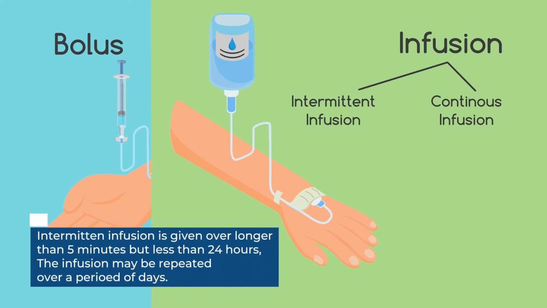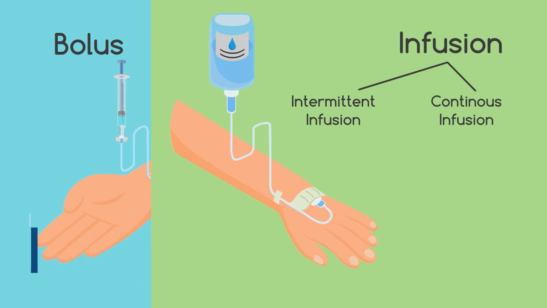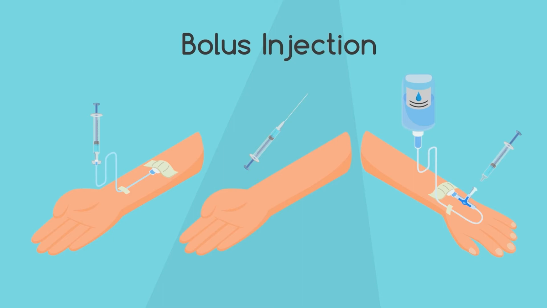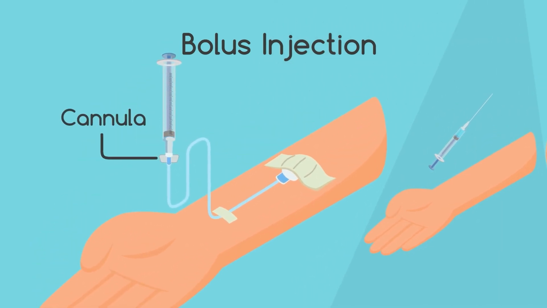Intermittent infusion is given over longer than 5 minutes but less than 24 hours. The infusion may be repeated over a period of days. Large volumes, for example 250 to 1000 ml, or small volume infusions, for example 50 ml, may be delivered continuously. Drug can be delivered as a bolus through the IV canal.